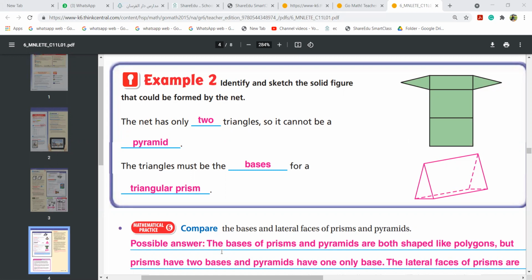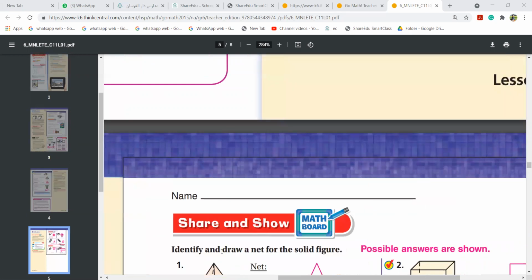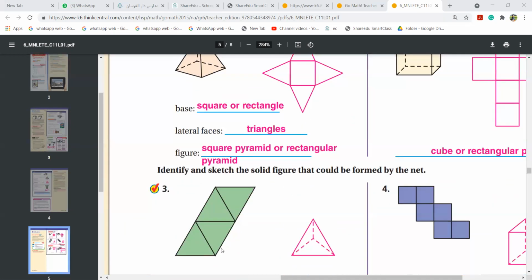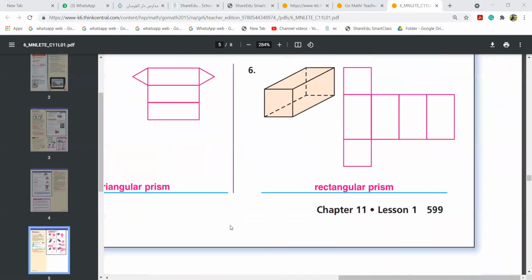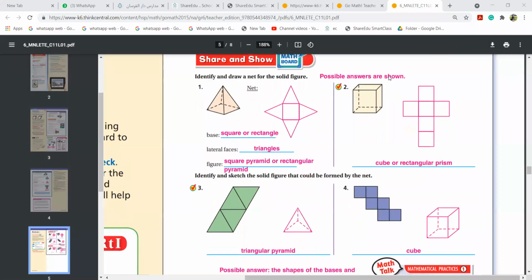Finished? Yeah, miss. Okay. Turn to page number 599. Okay.